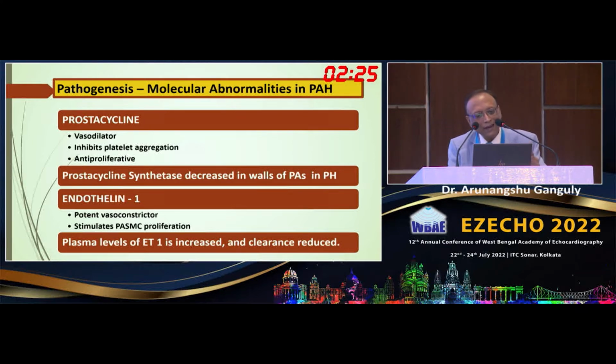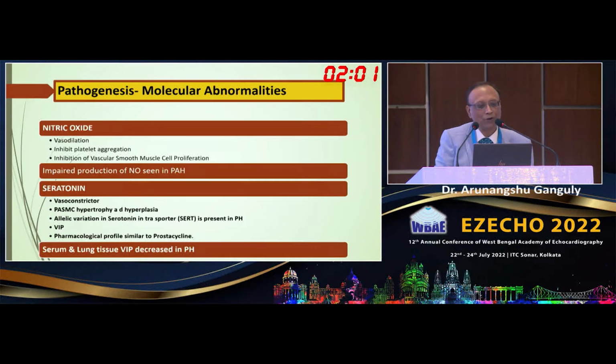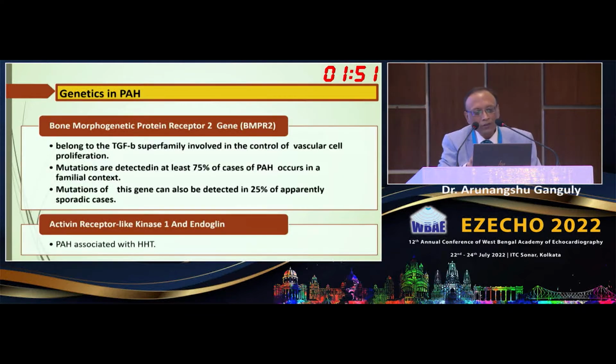So in PH, prostacyclin synthetase decreases and endothelin plasma levels are raised. So if you have endothelin inhibitors or prostacyclin synthetase activators, they help in PH management. Nitric oxide production is impaired. Serotonin, and lung and serum tissue VIP, is increased in PH. So on this basis, the drug therapy is actually made.